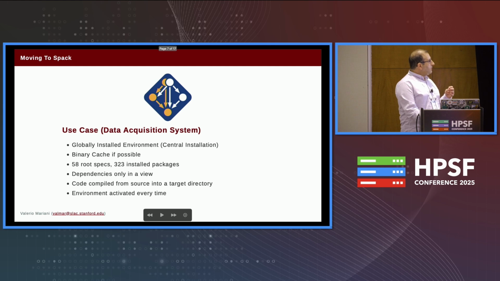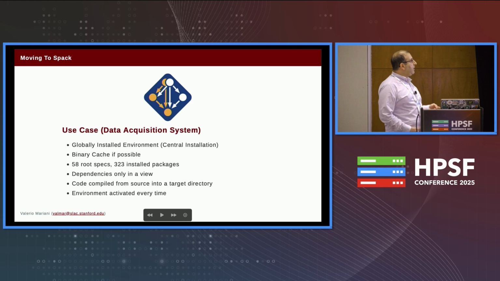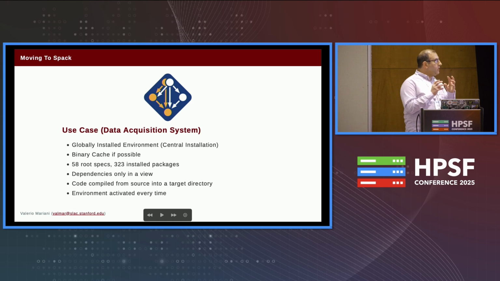So what I started working on was the data acquisition system, which is the most critical part, because we like to live dangerously, and also because we thought if we could port this, then the second part would be easier. So this was a globally installed environment with possibly a binary cache, because it gets installed on multiple machines. But it was the environment with only the dependencies in a view, because the code itself for the data acquisition system was built from source in a target directory and activated several times per day.